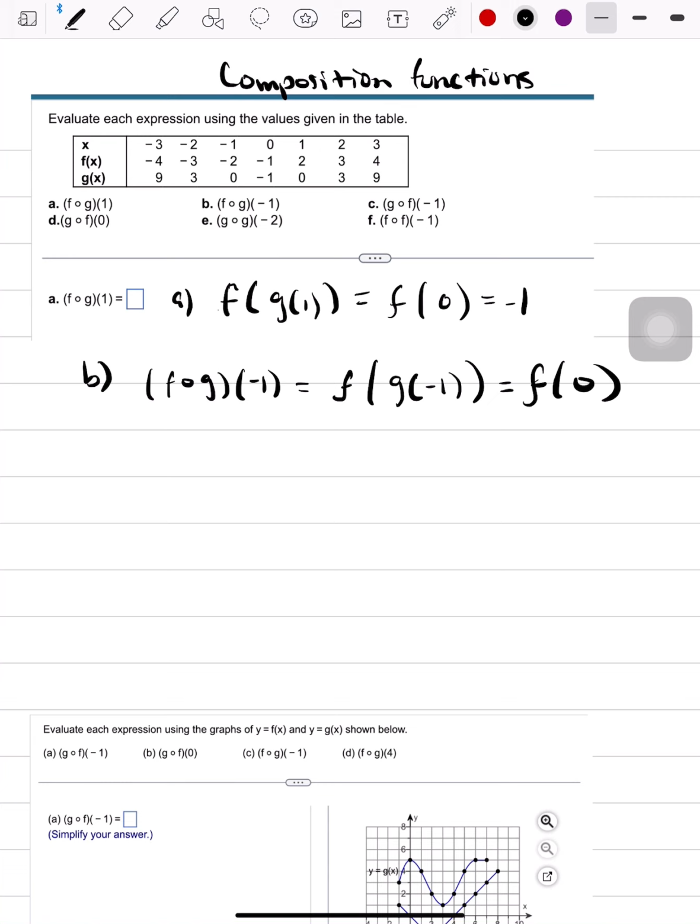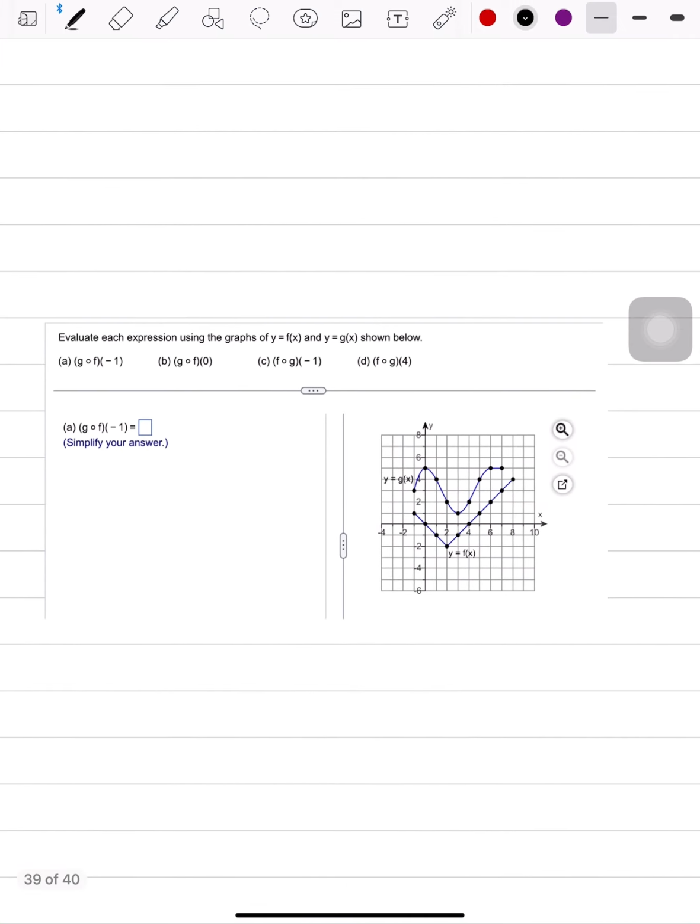And again, we already solved that right here on the previous step. But again, don't just kind of copy. Understand the concept. Again, when we go to 0 now, we're asking ourselves, what's our output for f? Right here, -1. And so that's our final answer. And I'm done with this type of problem. Okay? Moving on to the next one.